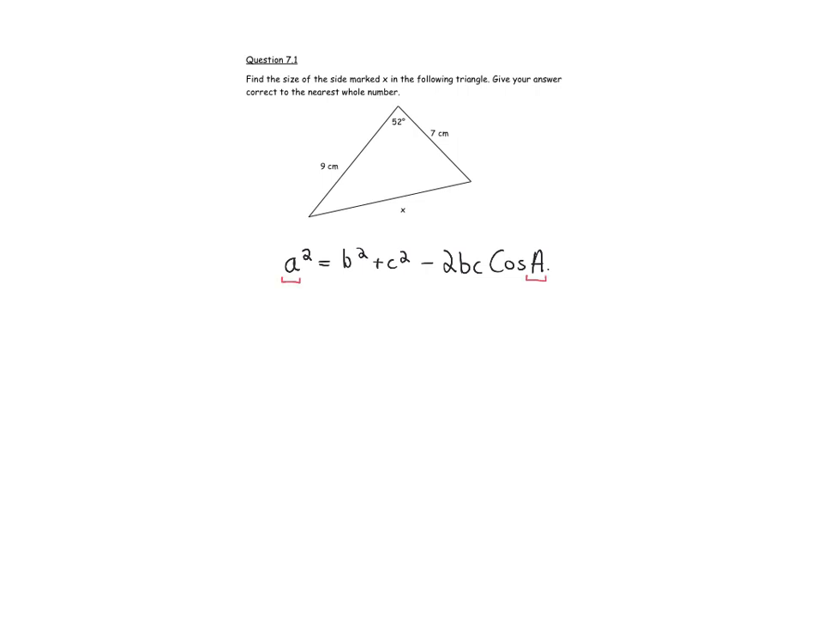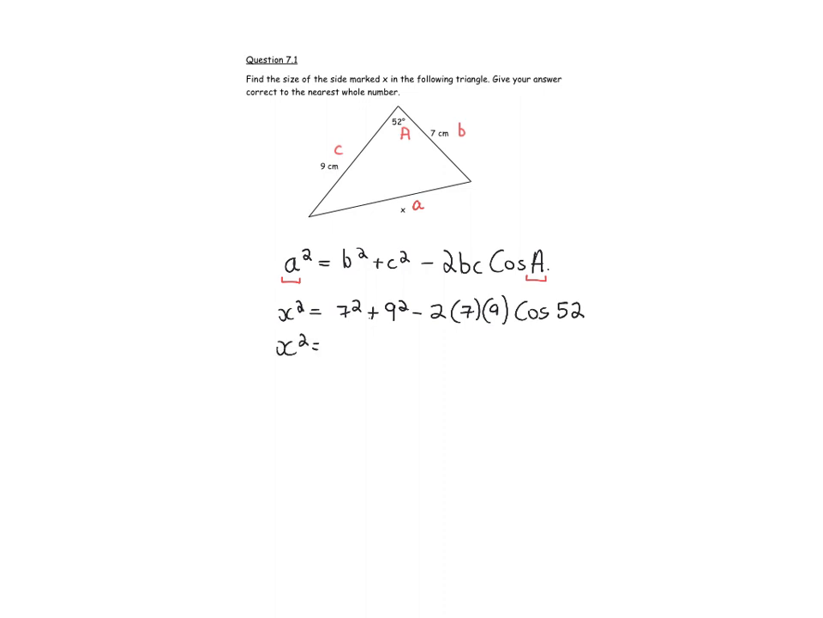So the angle that we have in this triangle is the 52 degrees. So I'm going to label that capital A, and then x is going to be side a. Then it doesn't matter what I label the other two sides. This will be b and this will be c. Filling this in then, we have a squared, which will be x squared, is equal to b squared, which is 7 squared, plus 9 squared, minus 2 times b, which is 7, times c, which is 9, multiplied by the cos of A, and A in this case is 52.